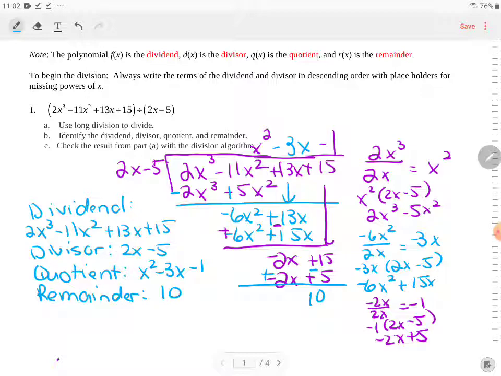Okay, so how do you write your answer? So your answer will be written x squared minus 3x minus 1. The 10 is positive, plus 10 divided by the divisor, 2x minus 5. Okay, now this might be a new form for some of you guys, and it just takes a little bit getting used to. Okay, so that is an example of long division.